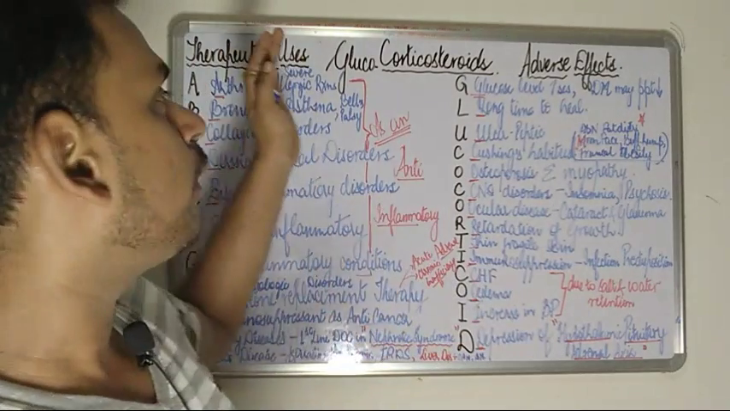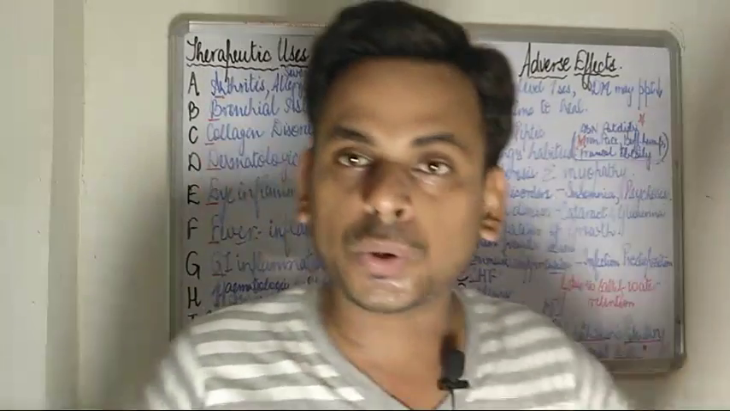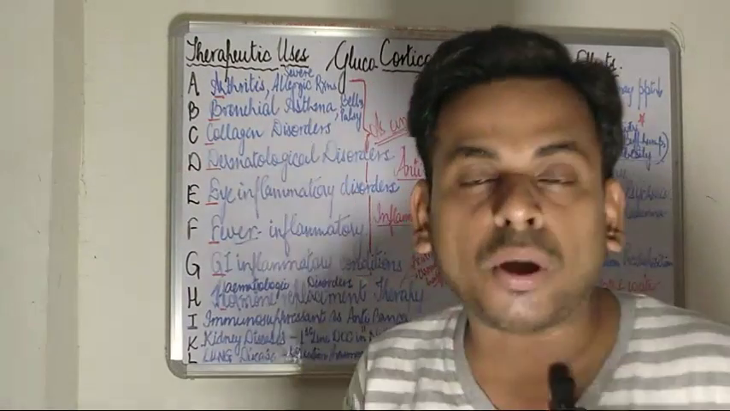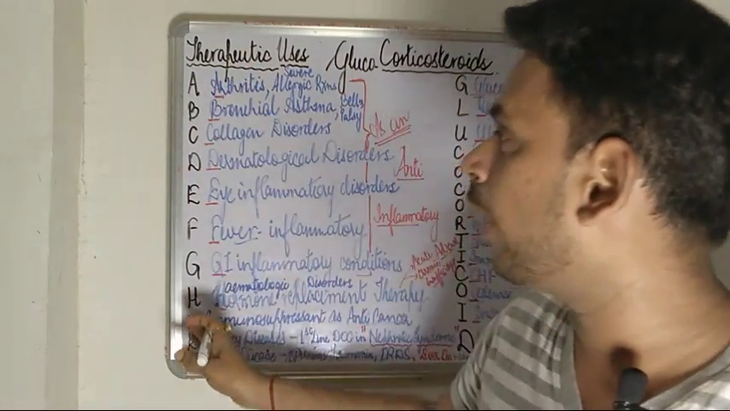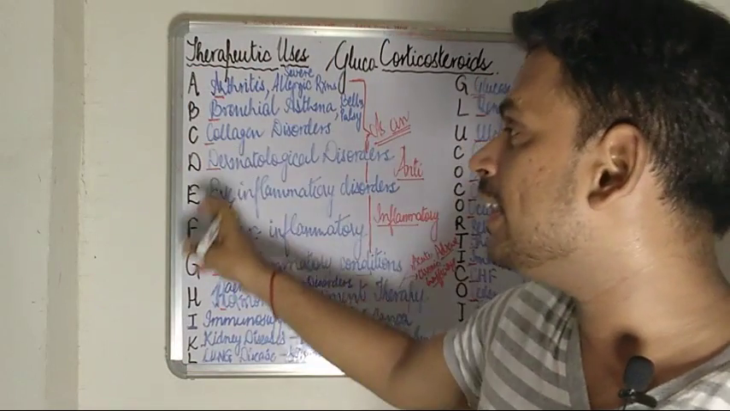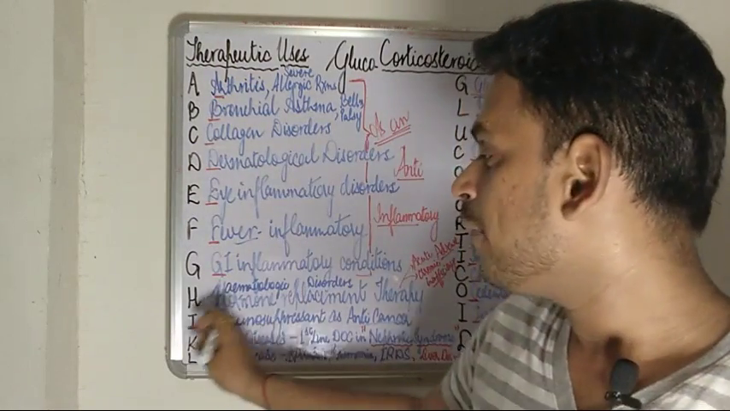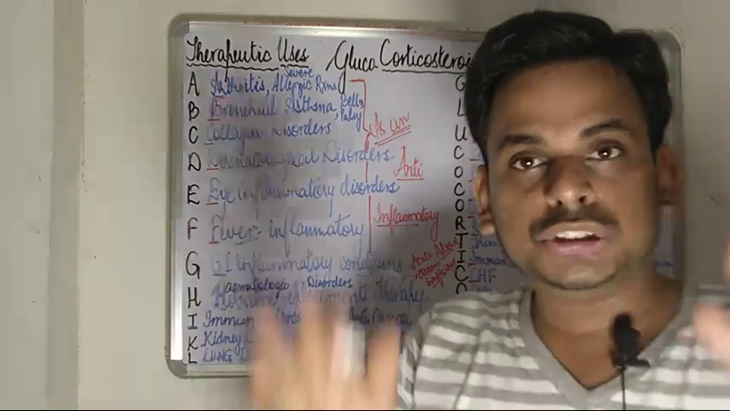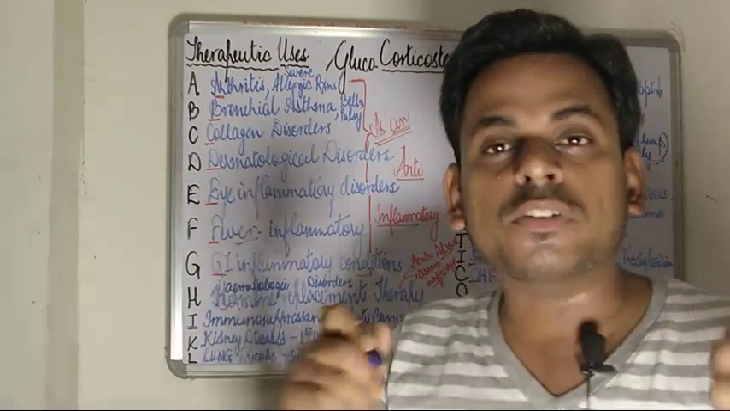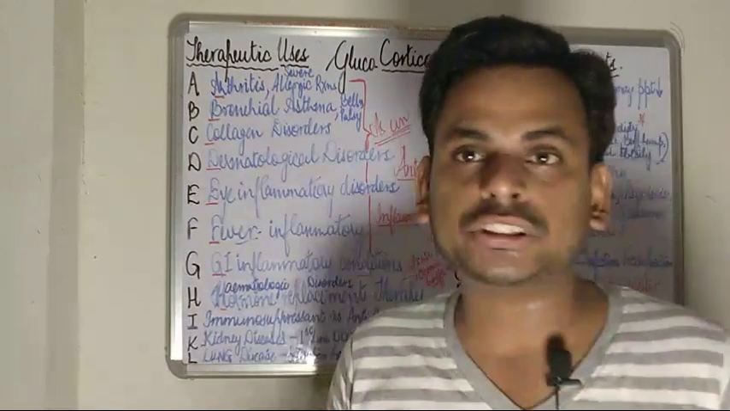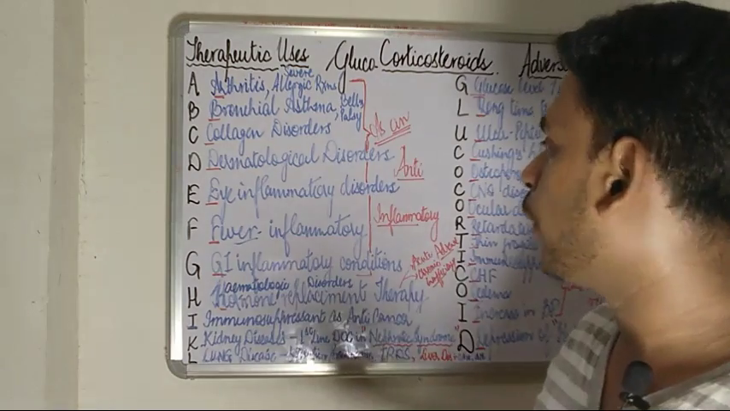So students, this was a short discussion about the therapeutic uses of the glucocorticoids in a simple mnemonic form, proceeding in alphabetical order: A, B, C, D, E, F, G, H, I, excluding J, we have K and L. Just by remembering the series of the alphabetical order, we can very easily pen down in professional exams the therapeutic uses of the glucocorticoids.